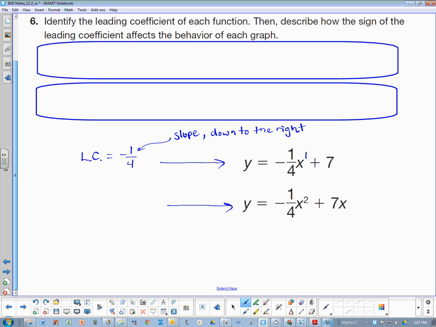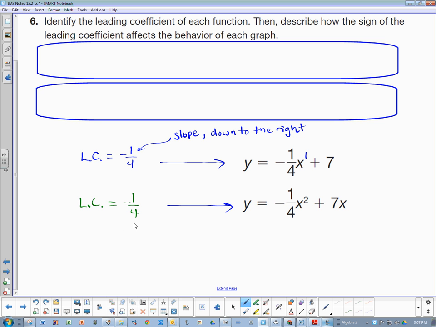This next one here, we'll take a look. Here is your largest exponent. This is the term right here with the largest exponent. So the leading coefficient, again, LC, is going to equal negative 1/4. Now, when we get to Integrated Math 3, you're going to think of this negative 1/4 as kind of a vertical stretch factor.